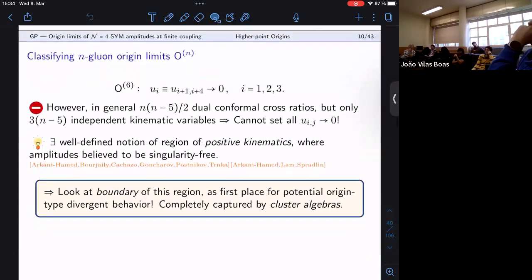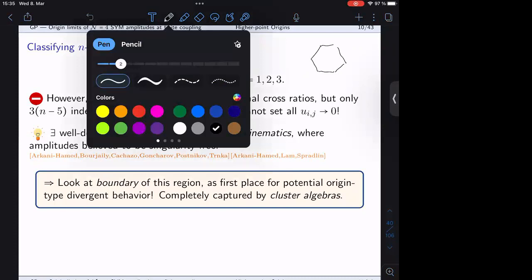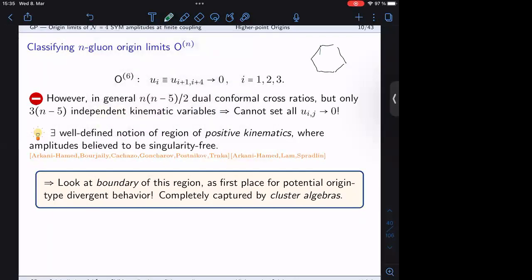So let's think about origin limits. As I mentioned before, the six particle origin is where all the cross ratios vanish. And you can think of it as roughly a triple collinear limit. So if this is the six particle amplitude, or the hexagon Wilson loop, because we have said they are equivalent, this is roughly flattening this hexagon into a triangle. This is roughly how one can understand this limit.